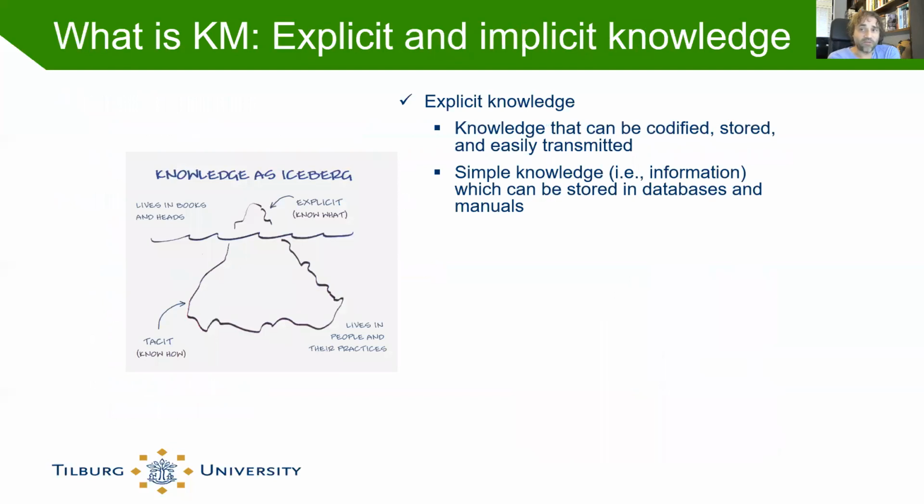So then what is knowledge management? Well, knowledge management is about being able to share, create and store knowledge. And knowledge consists of two parts. Knowledge consists of explicit knowledge, and that's knowledge that can be codified. That's knowledge in books, on Wikipedia, in databases, in instruction manuals, on corporate intranets. That's explicit knowledge. That's knowledge that can be codified, stored, and is easily transmitted. So simply said, if you can put it in a database or manual, it is explicit knowledge.